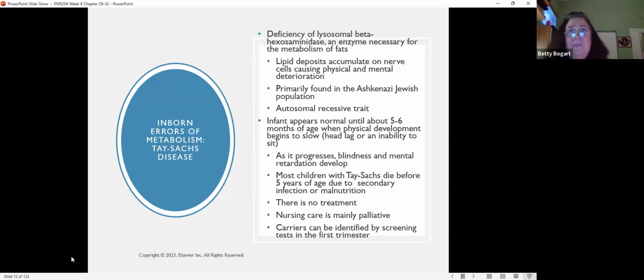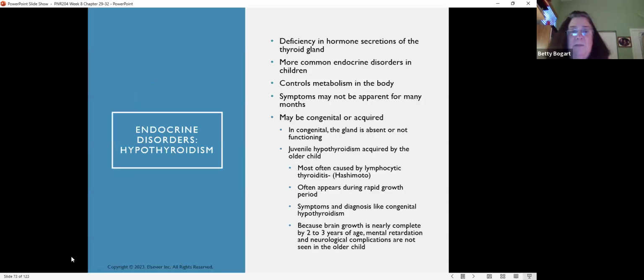So what you see is the physical development isn't doing what it's supposed to do. You can see here head lag or inability to sit. They should be able to lift their head up by 3 months easily. They should be able to sit unsupported by 8 months. They're not. That's when we start really looking. And then it goes into blindness and mental retardation, because fat accumulates in the eyes and in the brain. There's no treatment we can do with it. It's just palliative at this point, trying to limit the fat in these children, and to find out before they're born that this is going on.